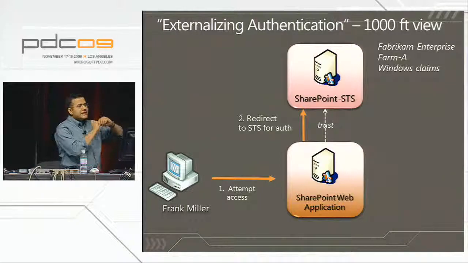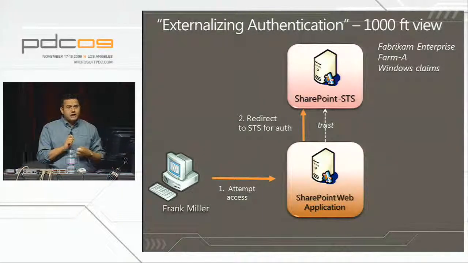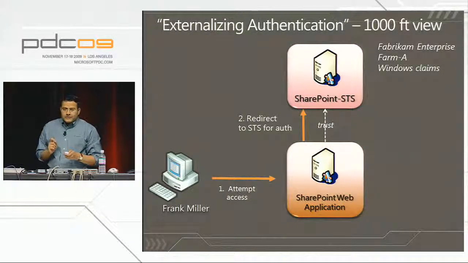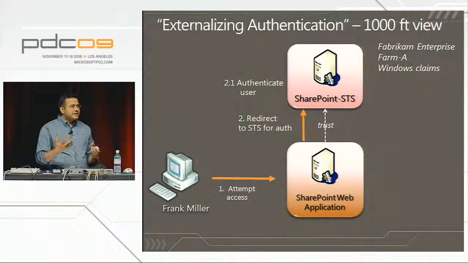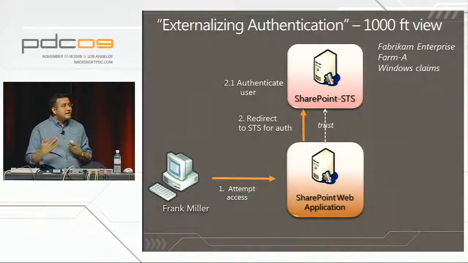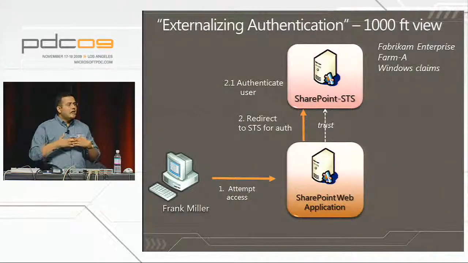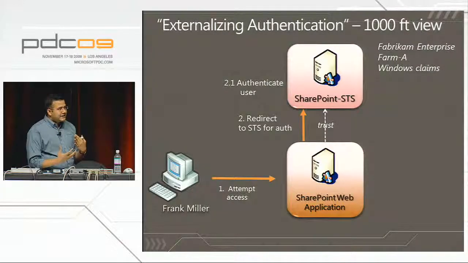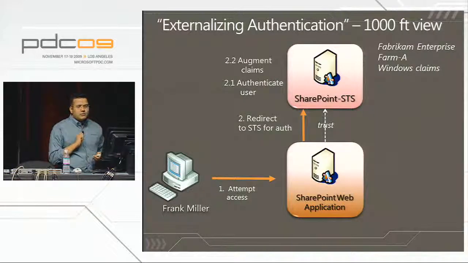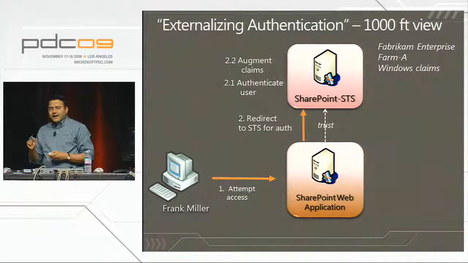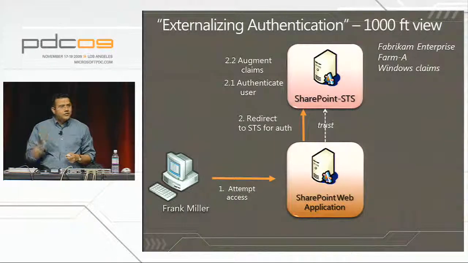So the STS will basically authenticate the user based on Windows Integrated Auth. And when you're authenticated with Windows Integrated Auth, as you know, the group sets and primary sets are available for you. So all the sets will become claims, right? And that's what the STS will put as claims within this token. But not only that, this is another cool part. You can augment any additional claims as part of the token.